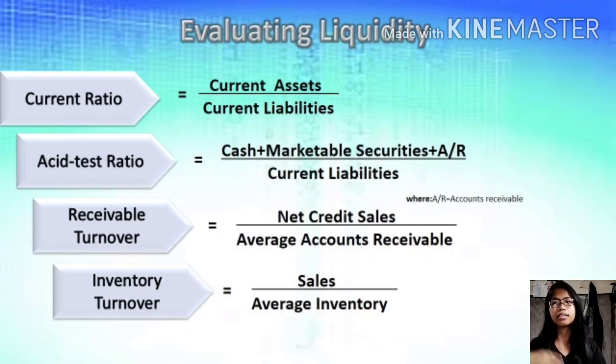Next is the receivable turnover ratio, which is used to measure or quantify the company's effectiveness in collecting its receivables or money owed by the clients. Next is the inventory turnover, which shows how many times a company has sold and replaced inventory during a given period.